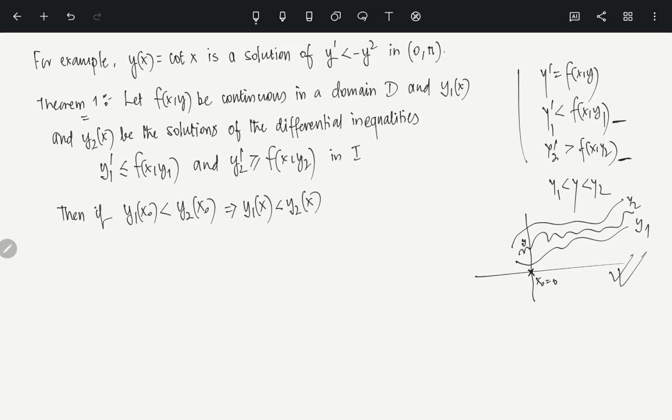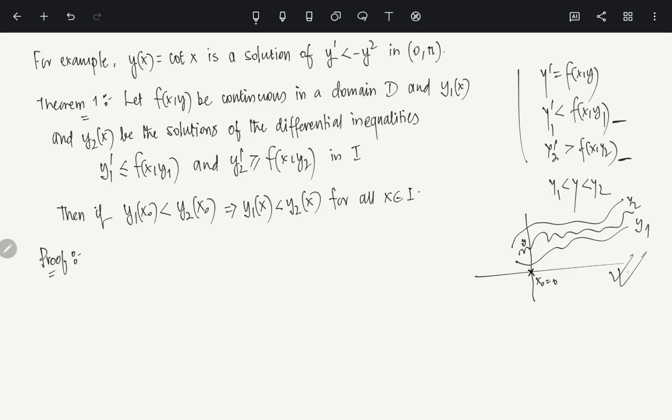So basically what we are saying is this: if you have two relations such that y1 prime is less than f and y2 prime is greater than f, and if y1 is below y2 initially, then y1 is always below y2 for all x in I. I hope this is clear. So what I am saying is, if y1 and y2 both satisfy the inequalities and y1 starts below y2, then y1 stays below y2 for all x. Clear? So what is the proof? Let's look at the proof.